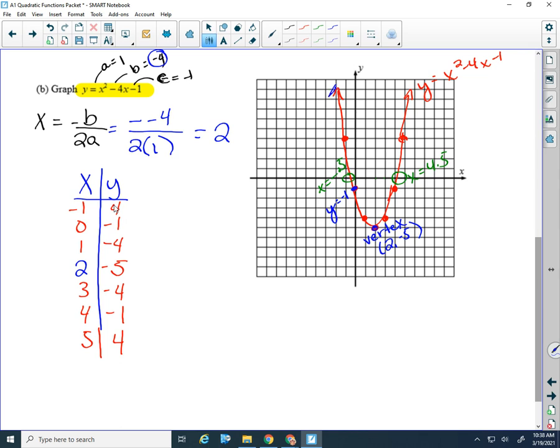Last thing we're going to do, the increasing and the decreasing. I always like to work from left to right, so I'm going to start here. Our graph is going downhill, so I'm going to do decreasing. And it goes from negative infinity, and use that vertex x value to 2. And really, when it goes back up, it's backwards. When it increases, it goes from the vertex to infinity.